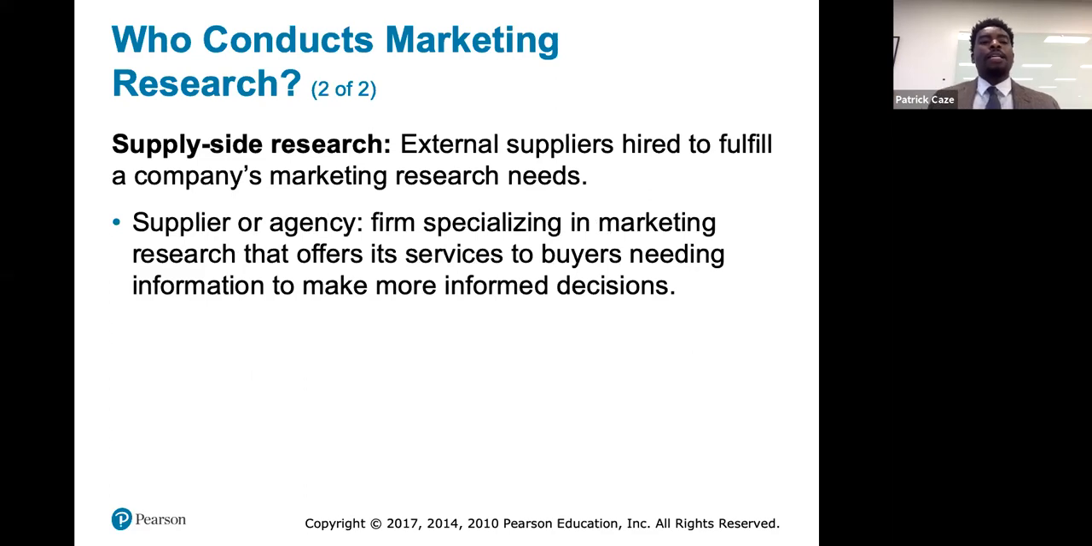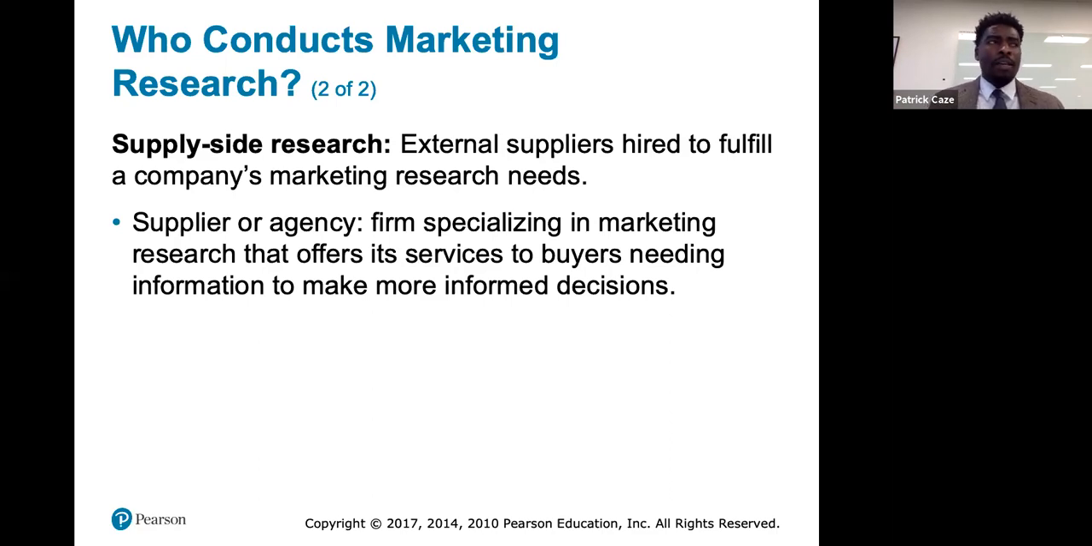Now you have supply side research, where external suppliers are hired to fulfill a company's marketing research needs. So now I'm going out and outsourcing this particular marketing research need. I'm not doing it in-house. I'm asking another company to come in and do some market research for us, because we don't have the capability, maybe we don't have the time, we just don't have the capacity to do it.